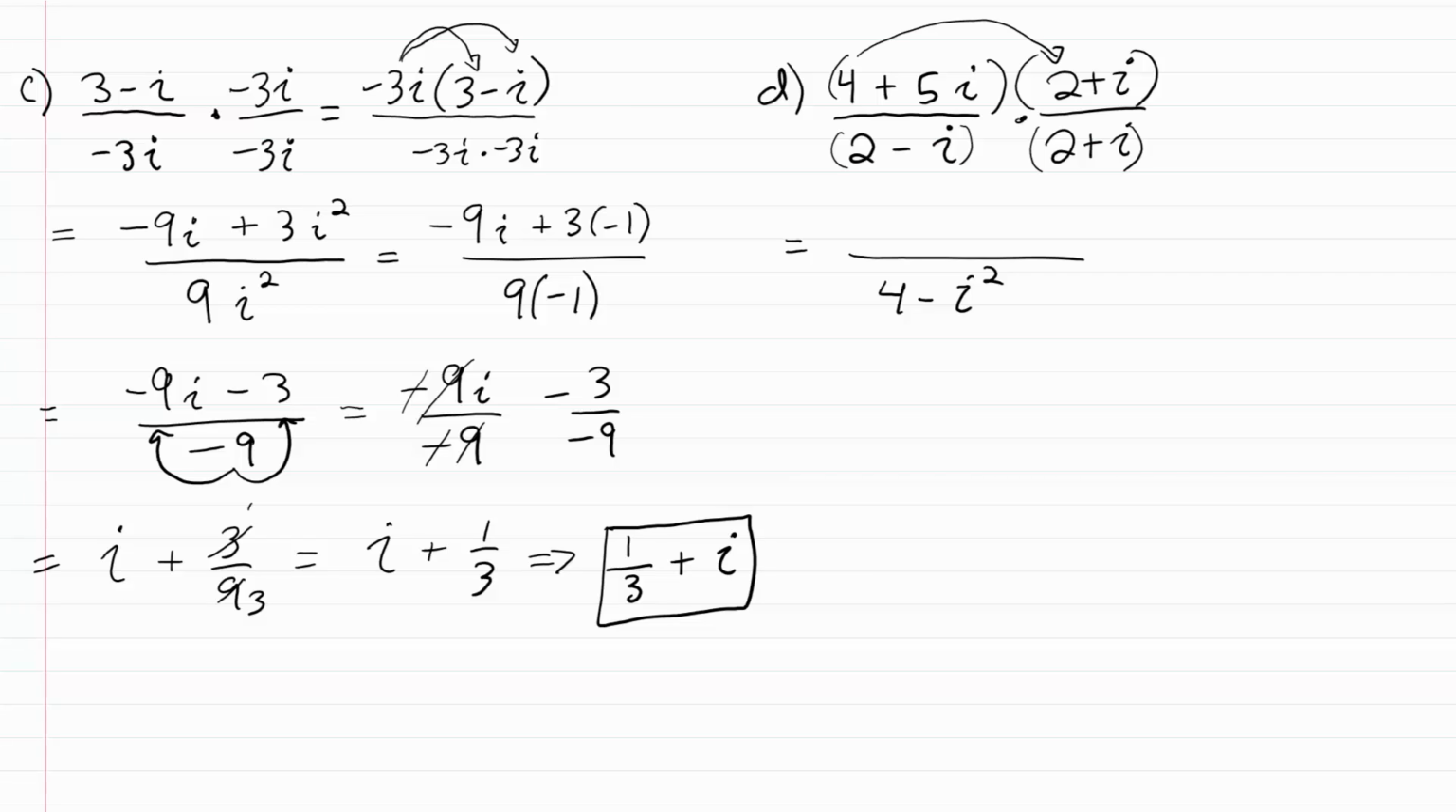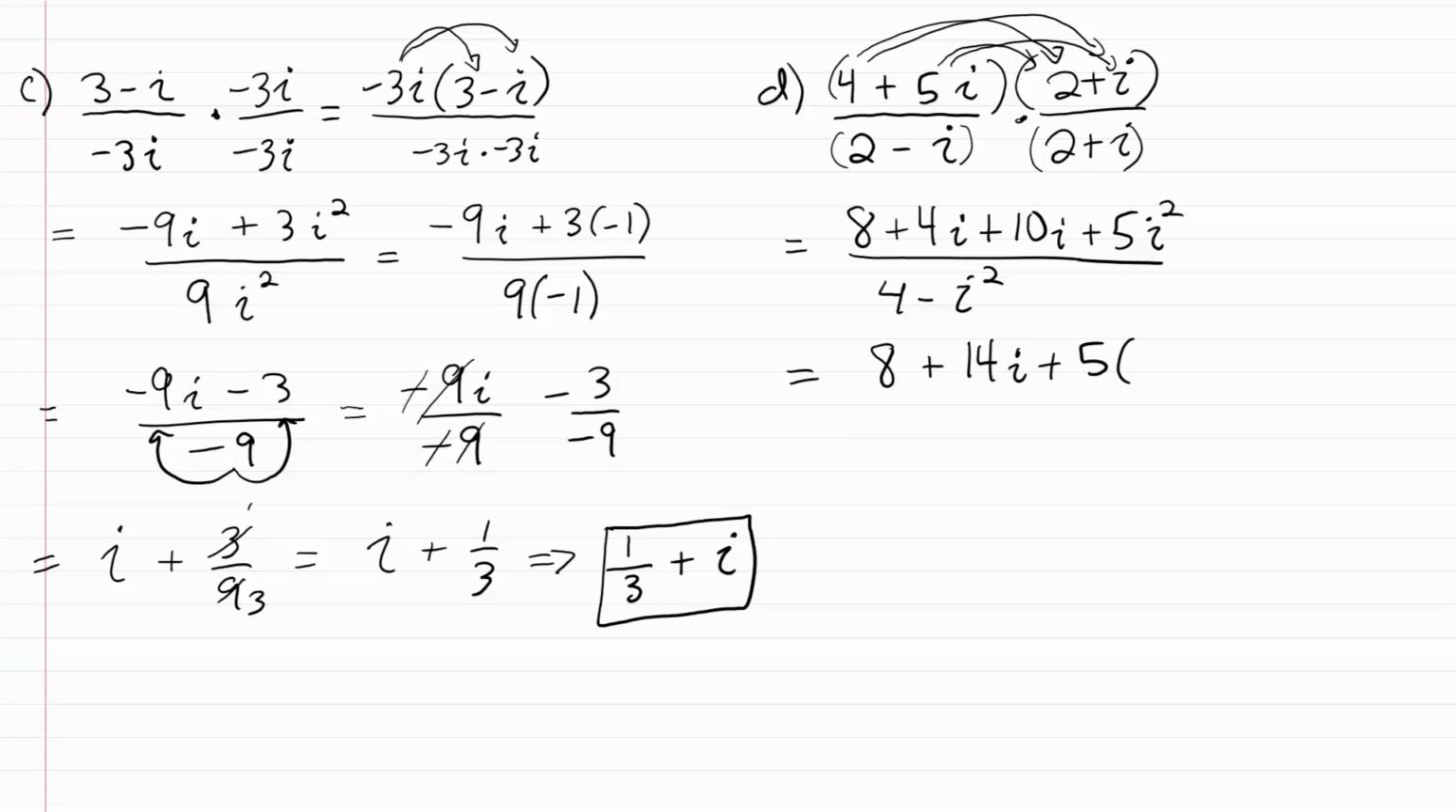So 4 times 2 will give you 8. Then 4 times i, going to give you plus 4i. Then it'll be 5i times 2, or positive 10i. And then lastly, it'll be 5i times a positive i, which will end up giving you plus 5i squared. Okay, so let's go ahead and combine like terms then in the numerator. It'll be 8 plus 4i and 10i make 14i, plus 5i squared, that'll be 5 times negative 1. Don't forget that i squared is just negative 1.